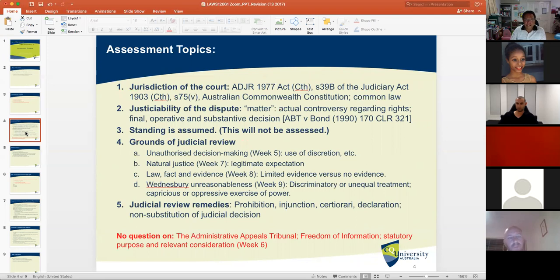So I'm going to provide a framework. So what are the assessment topics? One is that it is important for you to know the jurisdiction of the court. So familiarize yourself with the ADJR Act of 1977, Commonwealth. We've discussed that. It has to be under an enactment. Section 39B: writs of prohibition, mandamus, or injunction against an officer of the Commonwealth. Same thing with Section 75(v) of the Commonwealth Constitution, which relates to the original jurisdiction of the High Court, and then common law. We've discussed that earlier. I also said that you need to be familiar with the sense of justiciability of the dispute.